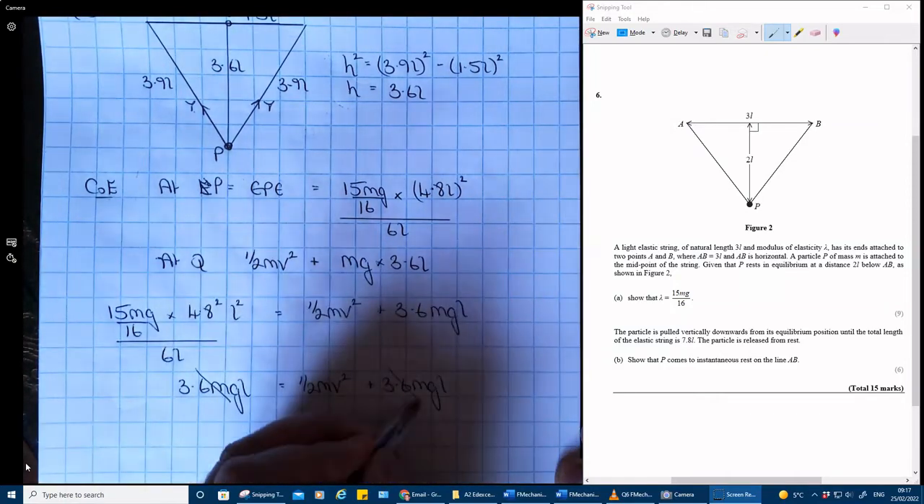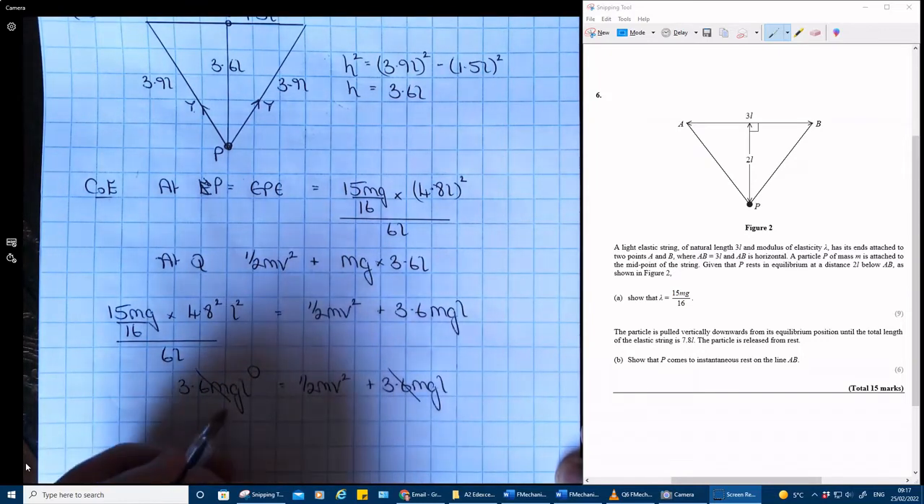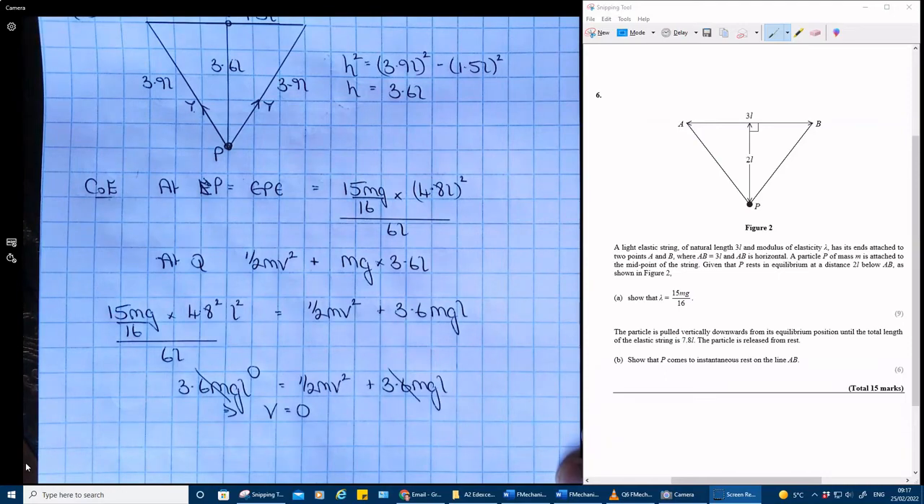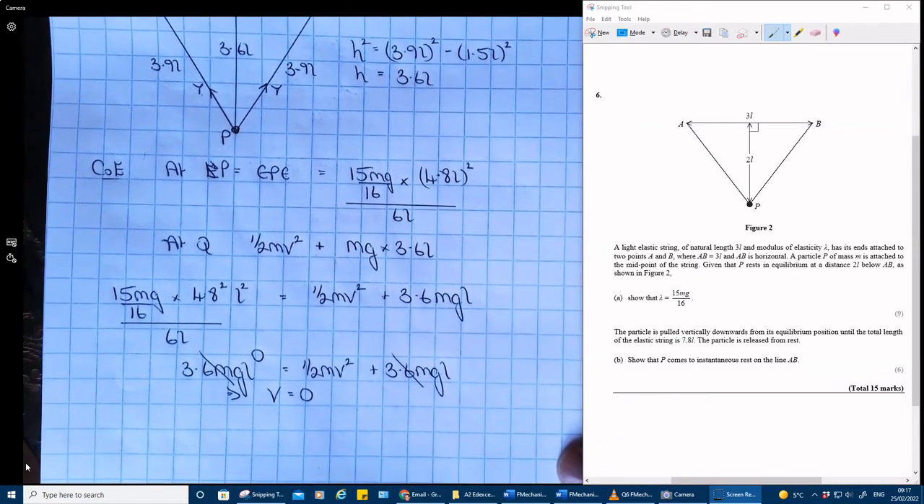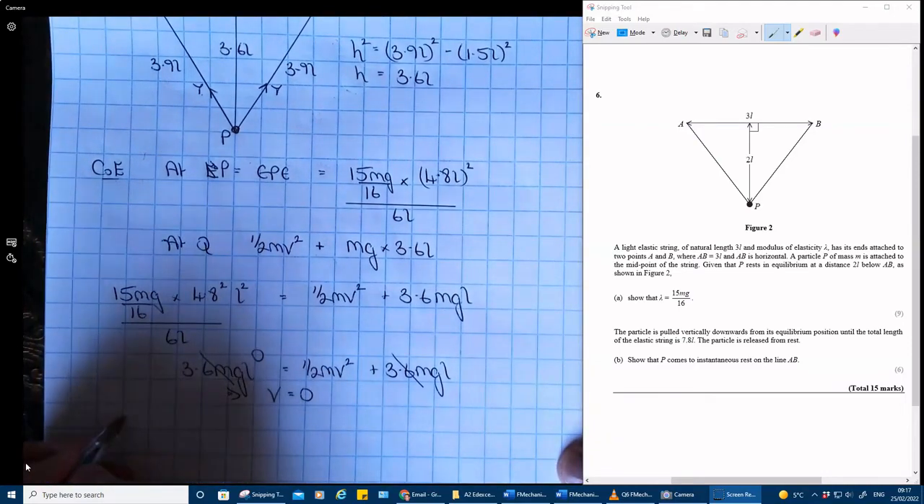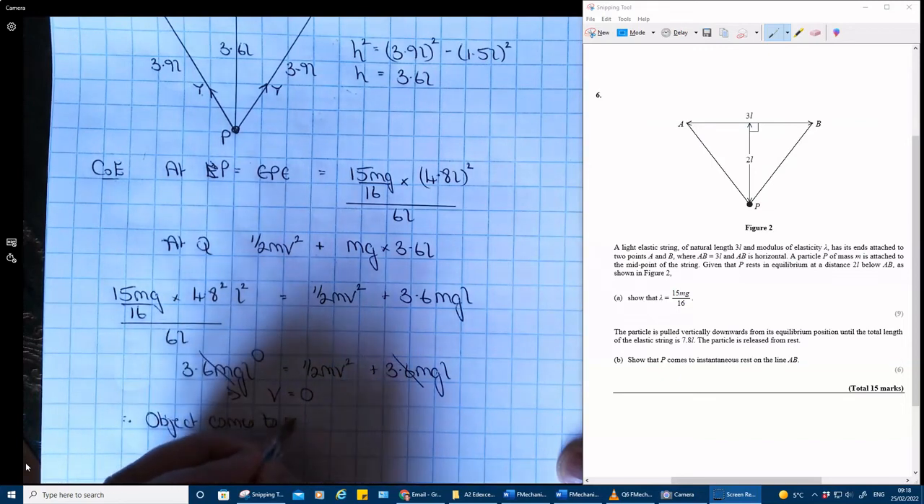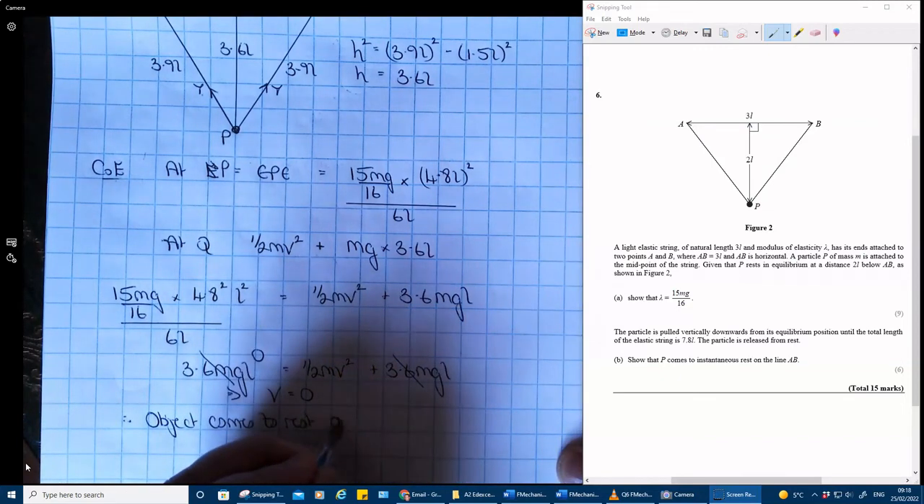Clearly those two are equal, so that tells us that V equals 0, and therefore we just need a concluding statement. Therefore the object comes to rest on the line AB.